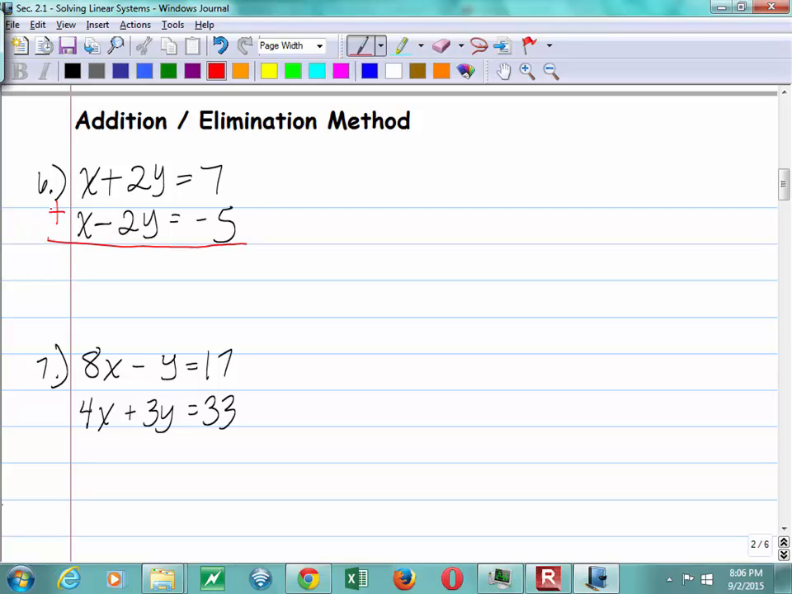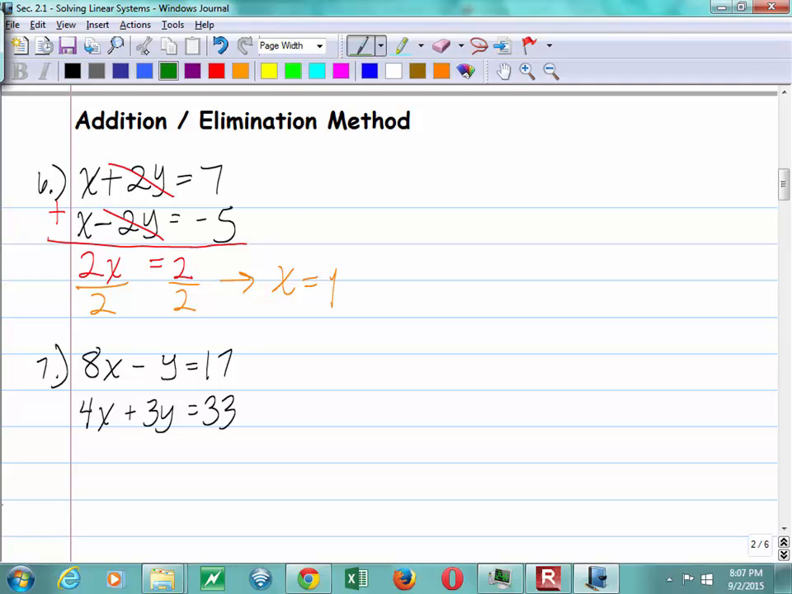So let's add these two equations together. x plus x would be 2x, and then 2y minus 2y would cancel out, and then 7 minus 5 would be 2. So now I just have an equation that says 2x equals 2, and then I can just divide both sides by 2, which would give me x is equal to 1.